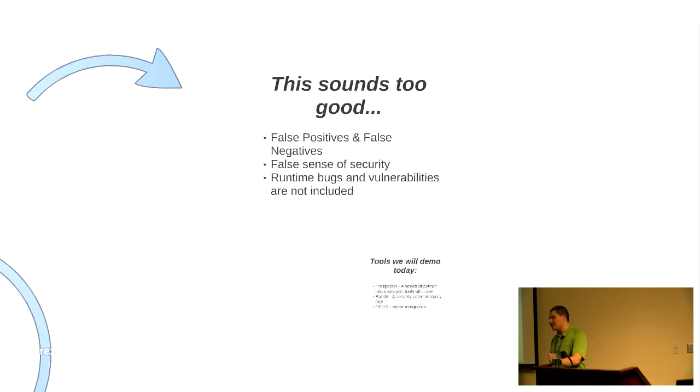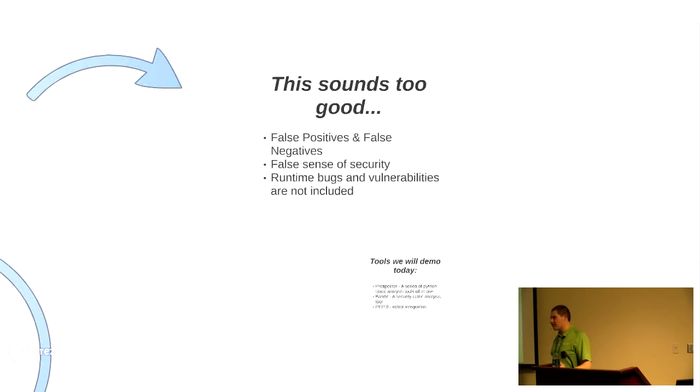False sense of security, right? You think you're catching all the bugs. You think you're catching all the security defects with your static analysis, and you're not. It's very easy to fall into, well, static analysis told me I had no problems, so I have no problems. Runtime bugs and vulnerabilities are not included, right? I mentioned dynamic analysis. Those are the kinds of things static analysis can't catch. So if you have some sort of cross-site scripting vulnerability, which is letting JavaScript get executed in some sort of context, that won't be caught if it's not very simple appending input from JavaScript.